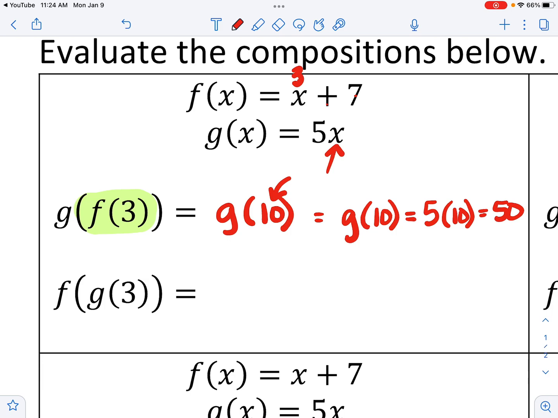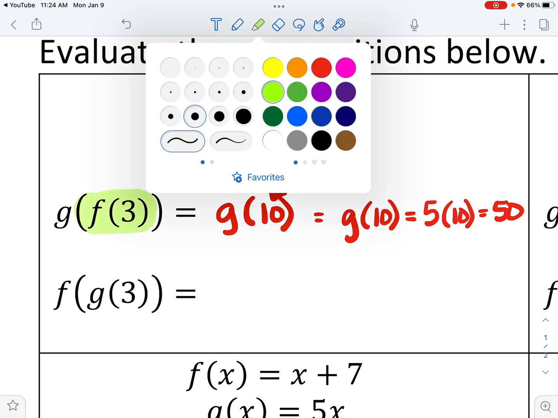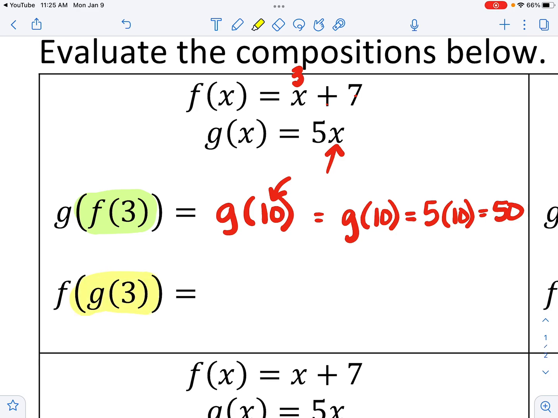Now you might think, oh, the answer to the other one is 50 as well. But the order matters here, and that's why we're doing this. You have to first determine what's on the inside first. So in this case, I'm not going to plug 3 into the f. I'm going to plug 3 into the g. So I have 5 times 3, which is 15. And so now what I'm left with is to find f of 15.